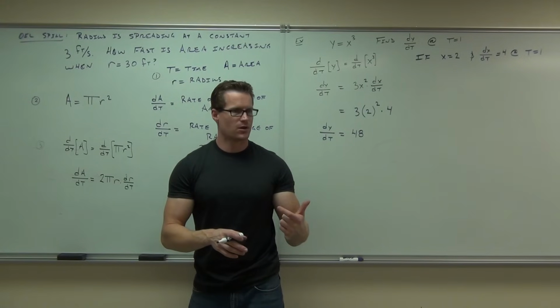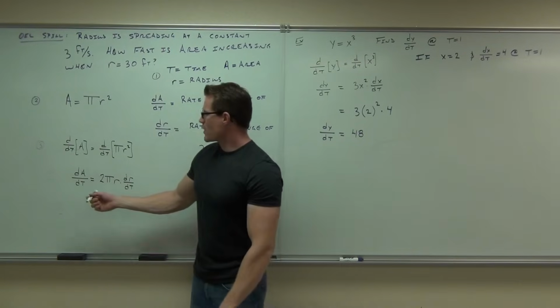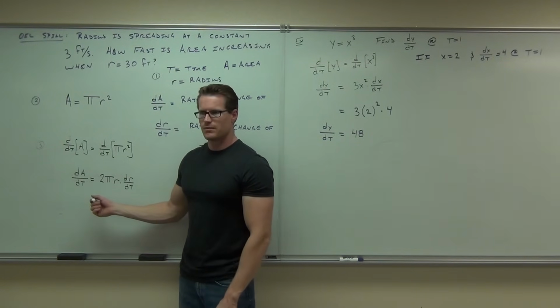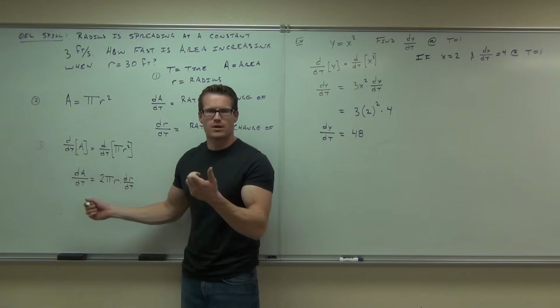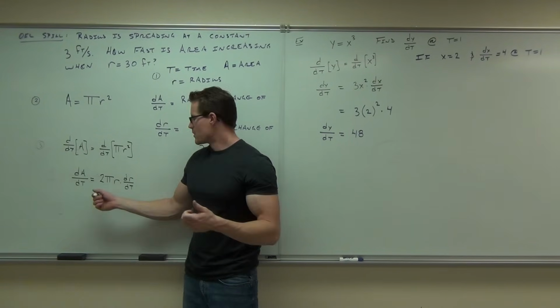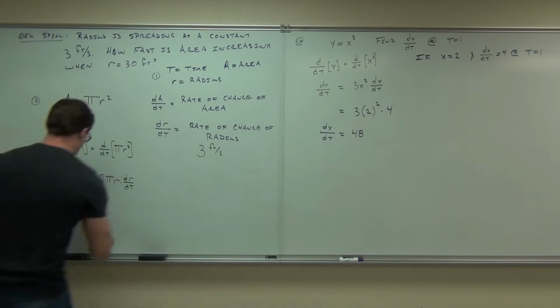Are you with me still so far? Do I have everything else? Do I have an r? What does it say my r is at this certain time? 30. So when this time comes about, my radius is 30. I don't even care what the time is, do I? I don't care. My radius is 30. Do I have a dr/dt? Yes, 3.